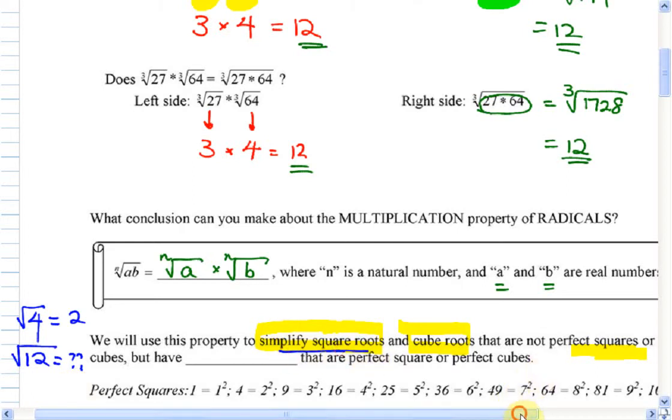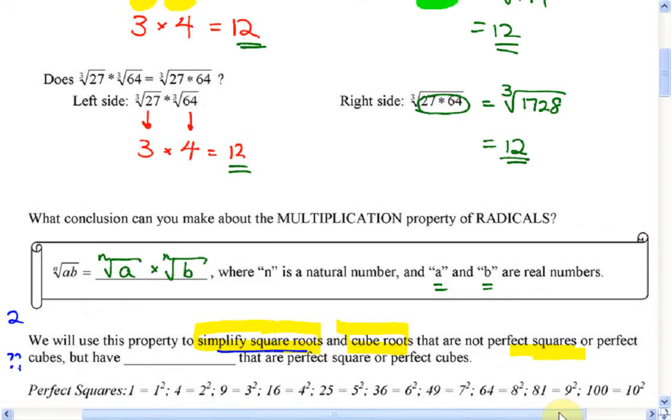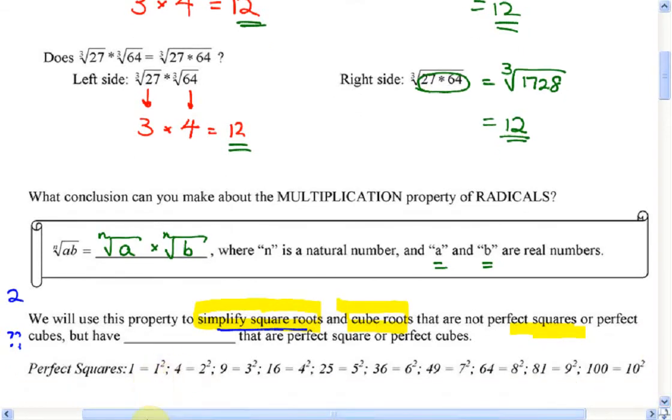So today we will use this property to simplify square roots and cube roots that are not perfect squares or perfect cubes, but have factors that are perfect squares or perfect cubes.